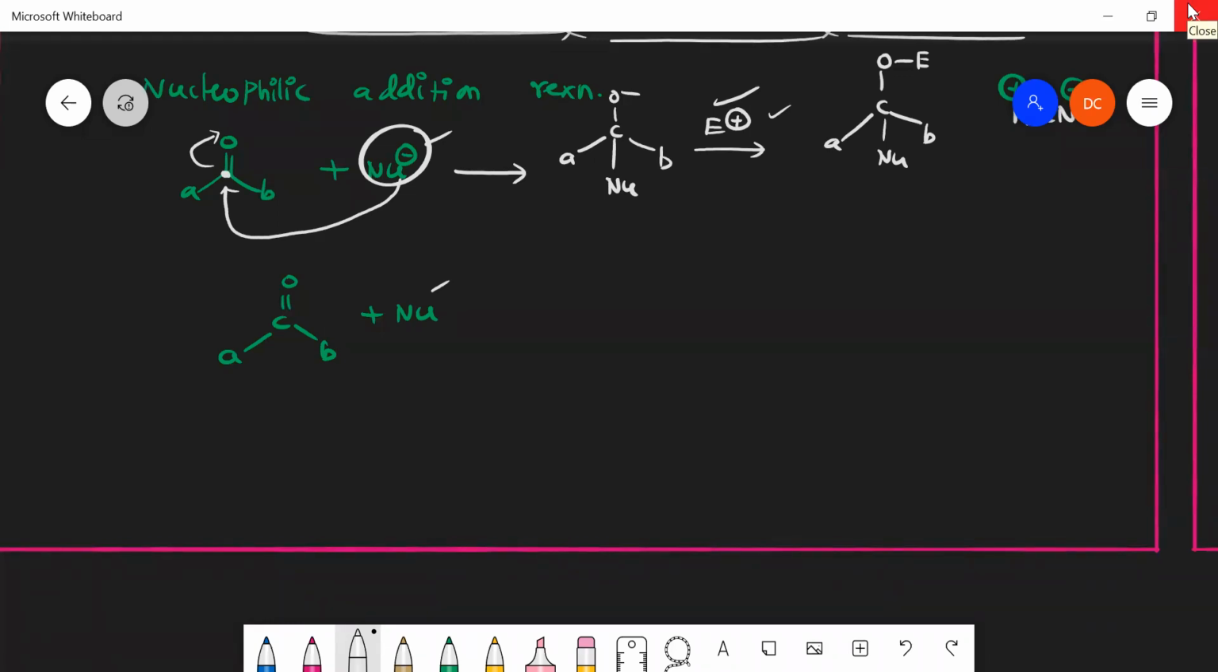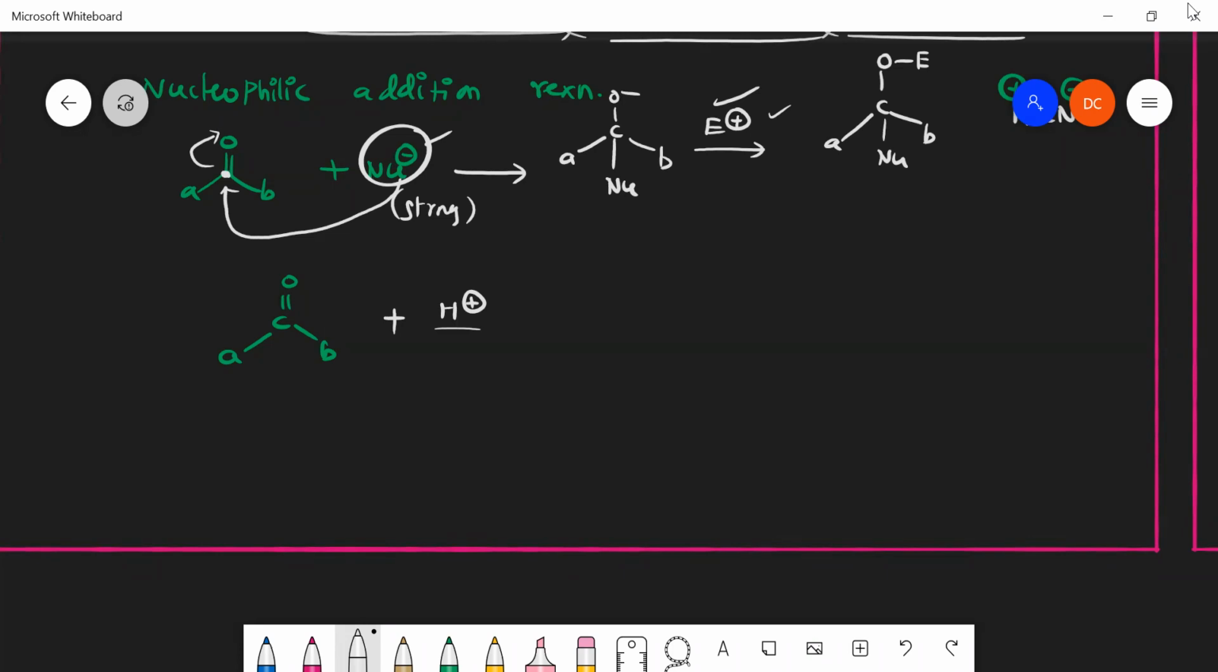Both are nucleophiles, but if it has a charge, it will act as a strong nucleophile. If there is no charge, it will act as a weak nucleophile. So here our nucleophile is weak. We know that the nucleophile is weak. Then in the first step, the electrophile will approach. If the nucleophile is very strong, it initiates the reaction. If the nucleophile is weak, the H plus electrophile will approach this.